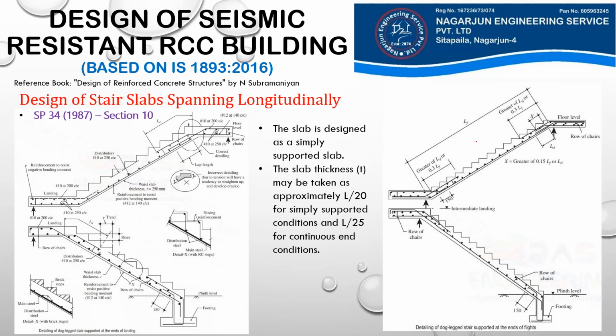And finally, let's see here, we have come to the detailing portion of our stair slabs, and in this detailing portion we will only look at a slab spanning longitudinally. And in longitudinal spanning also, we will look at a particular type of staircase with waist slab and our steps made of reinforced concrete. So these two are the detailings. On the left hand side, you can see the detailing of a dog-legged stair supported at the ends of the landing. That means if this is our staircase, then our support is here at the end of the landing.